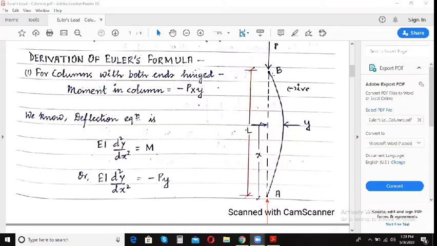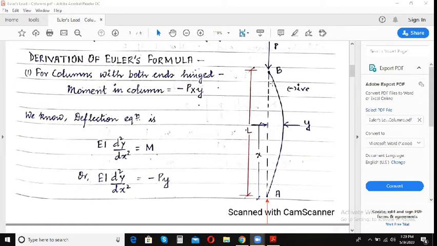Now we have a column whose both ends are hinged. So these are the two dots which refer to the hinged ends. And we already know that if there is a hinge support, then the column, or any member, it might be a beam or it might be a column, is going to undergo a certain rotation. The availability of a hinged end will always subject the member, be it a column or a beam, to certain rotation or certain slope, right?